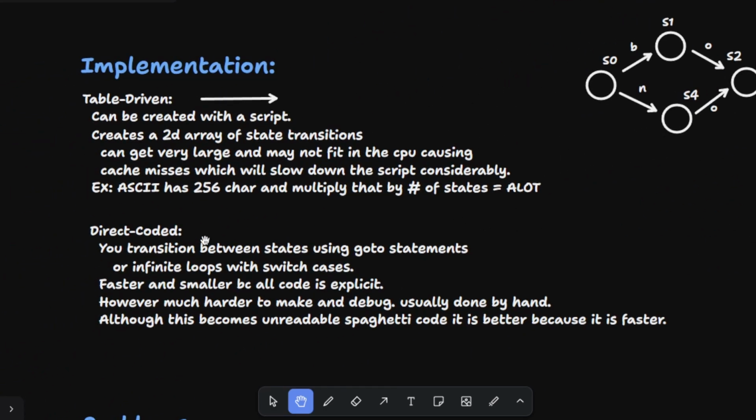So the other approach we have is direct coded. This is where you transition between states using go-to statements. So it's hand coded in this example. You transition between states using go-to statements or infinite loops with switch cases. So it's faster and smaller because all the code is explicit. However, it's much harder to maintain and much harder to make and debug. It usually has to be done by hand, because it becomes unreadable spaghetti code. And it's better because it's way faster than the table-driven approach.